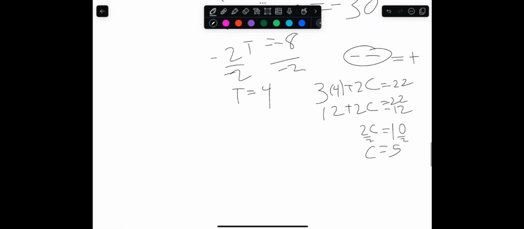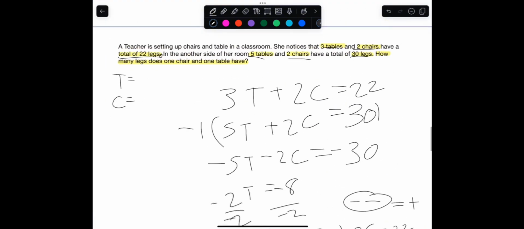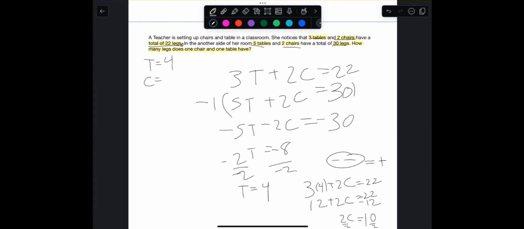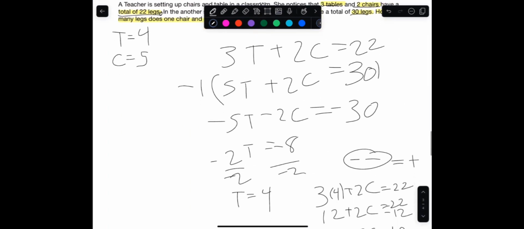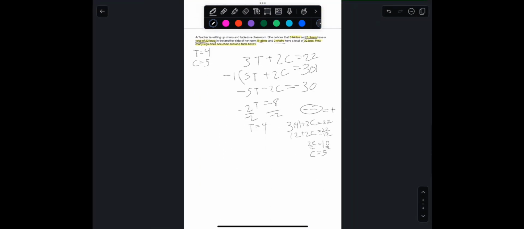With this created word problem, it's not meant to represent real-life tables and chairs. It's just for example, of course. Obviously there's not 5 legs on a chair, but you know, it is what it is.